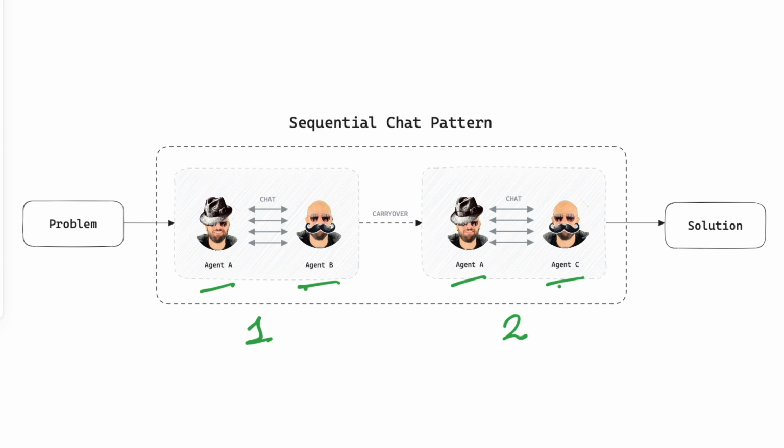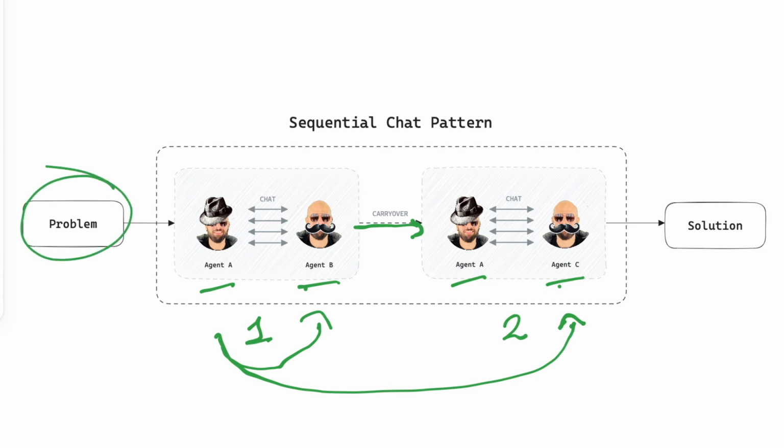Basically, the sender is agent A, and it's going to start a conversation with agent B. And then once that conversation is done, the summary is carried over to the next conversation, which also involves agent A, this time talking to agent C to solve the problem. And once it's done, we're going to have a solution. It's going to make more sense when we see the Python implementation. So let's do that right now and jump to VS Code.